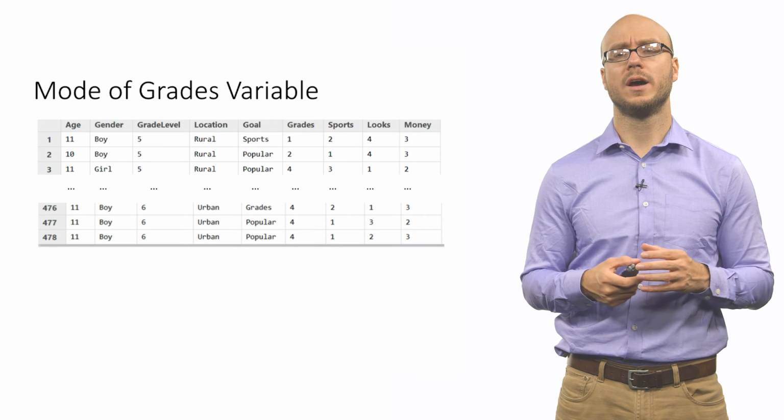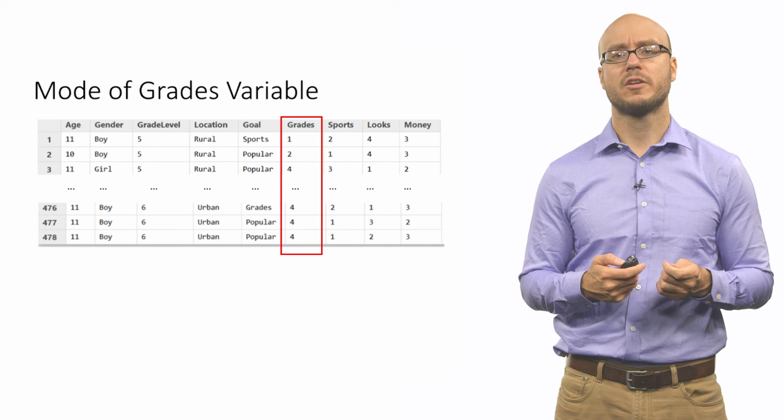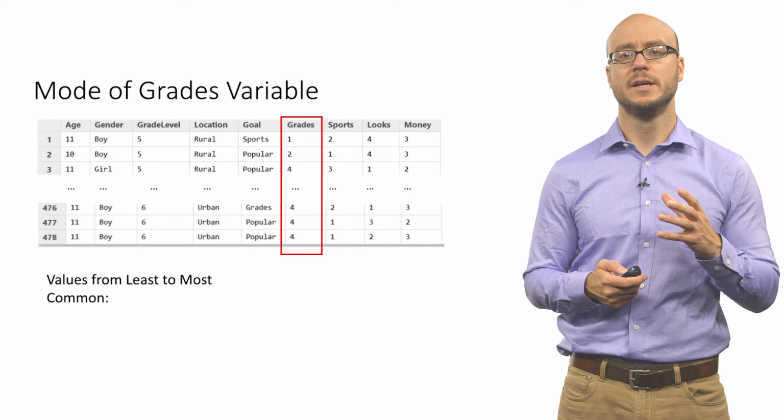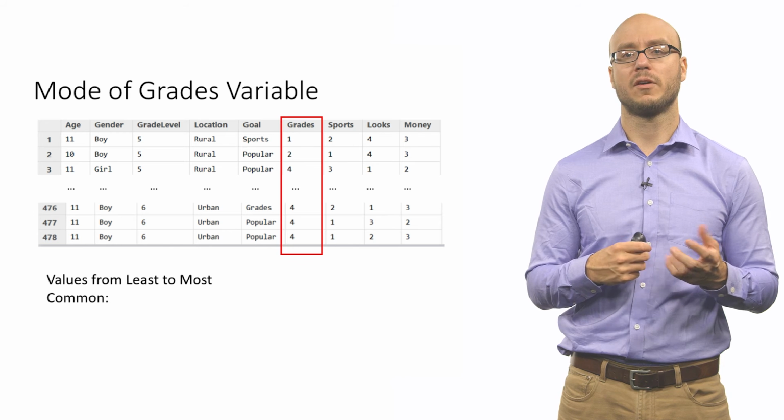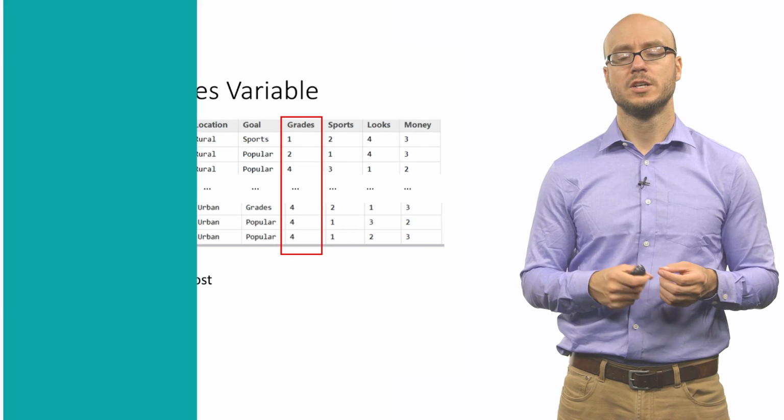Well, let's look at the mode of some of these variables. So for the mode of the grades variable, we're just going to create a little table of our values from least to most common. In this table, the first row lists the unique values of the grades variable. Students were asked to rank these 4 different attributes, grades, sports, looks, and money, and each variable has a different sort of ranking. So you can see here that 94 students ranked grades as the most important.